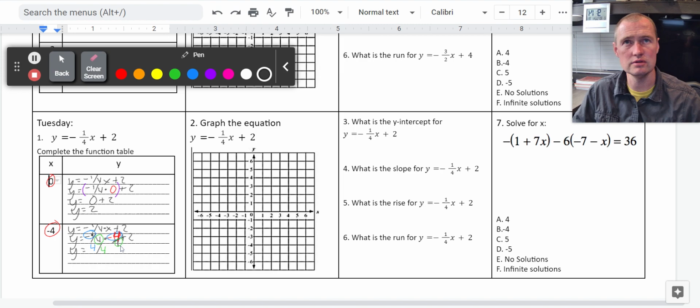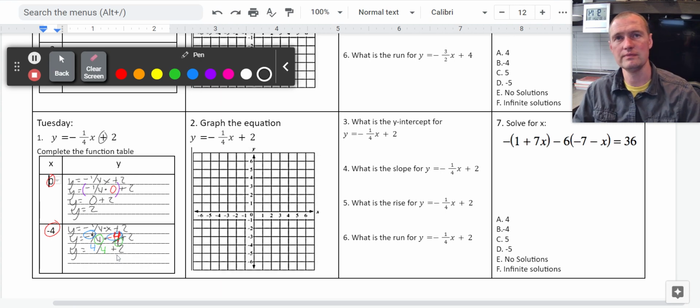And I'm going to say plus 2 because we got a plus here. So still plus 2. All right, next we got y equals 4 divided by 4. What is 4 divided by 4? Oh, 4 divided by 4 is 1, plus 2. And y equals 1 plus 2 is equal to 3.